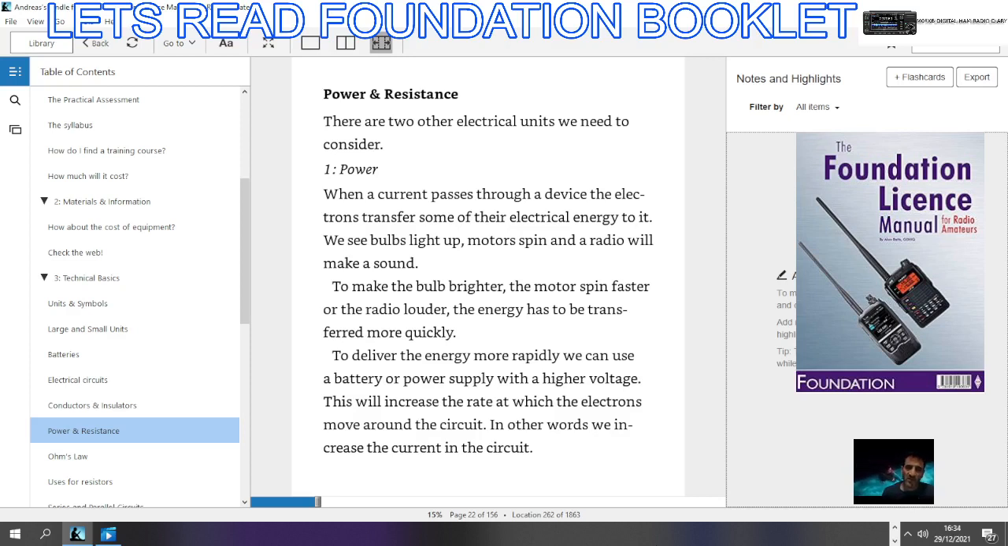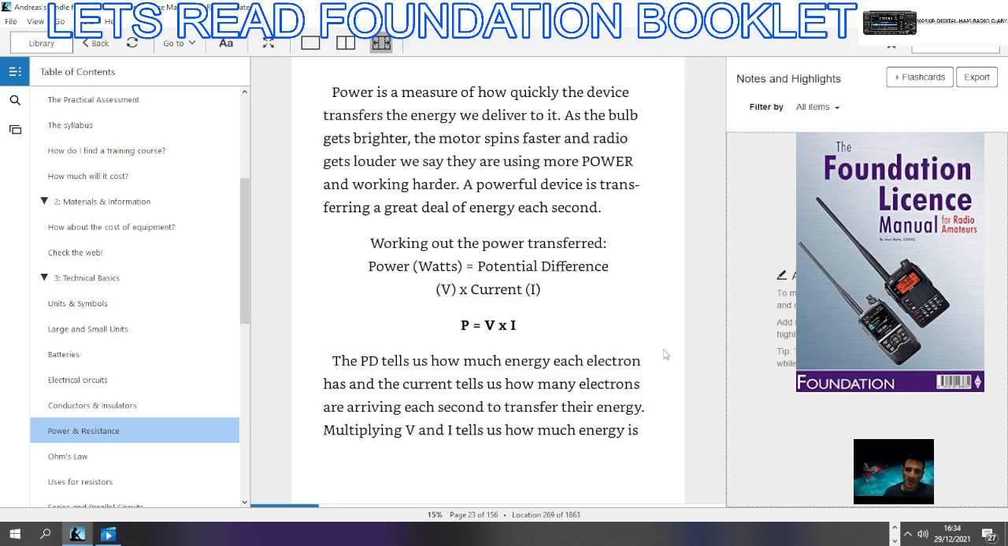To deliver the energy more rapidly, we can use a battery or power supply with higher voltage. This will increase the rate at which the electrons move around the circuit. In other words, we increase the current in the circuit. Power is a measure of how quickly the device transfers the energy we deliver to it.